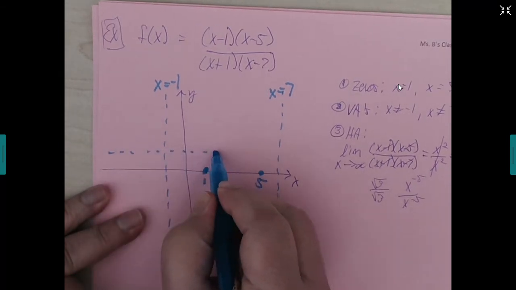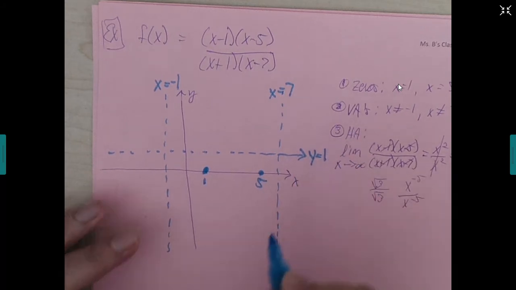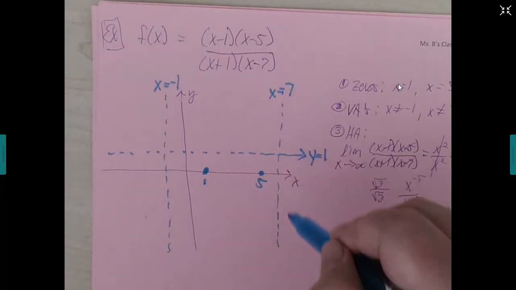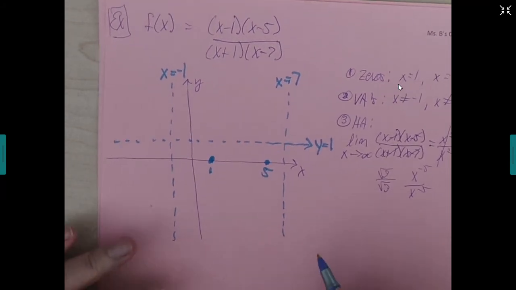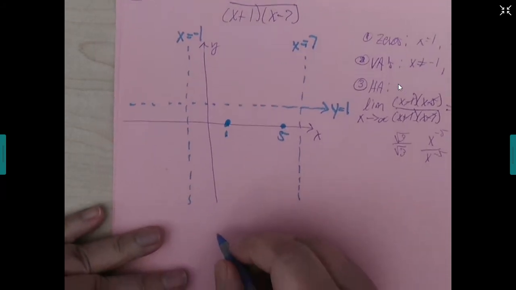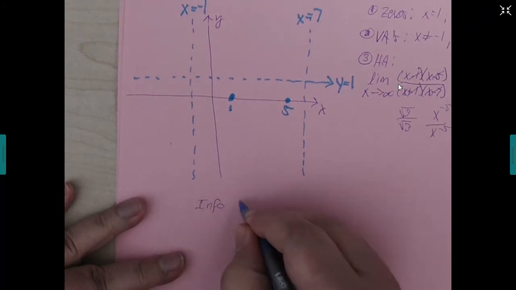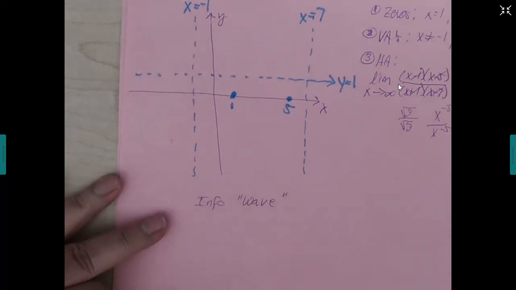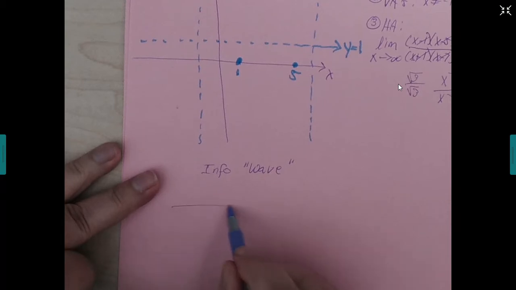I'm going to draw that in there now. Y equals 1. So this is how we expect you to label everything. You've got to label your zeros, your verticals, and your horizontals. Now for the so-called info wave. Okay, so we're going to do that down here. It'll take a little bit more room. Info wave, and I call it wave in quotations because I don't like the wave. All you need are positives or negatives.